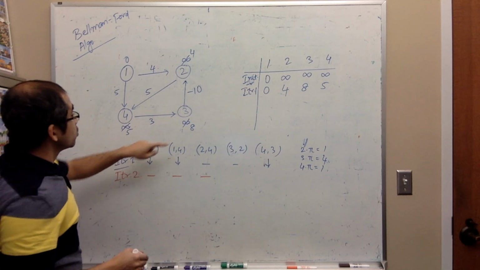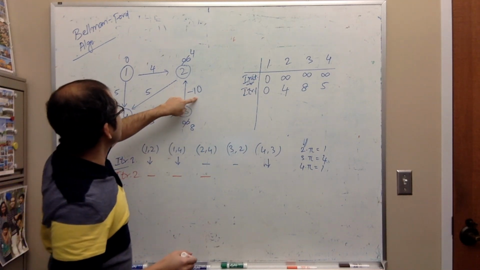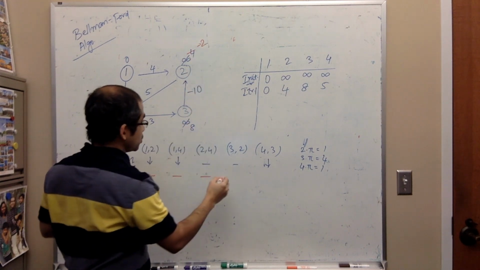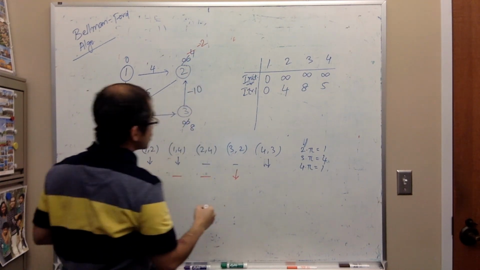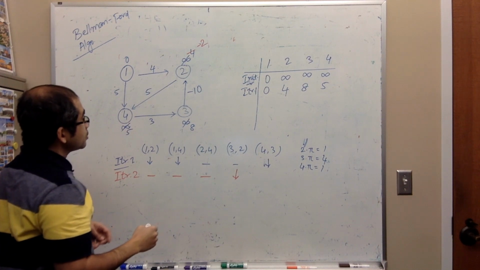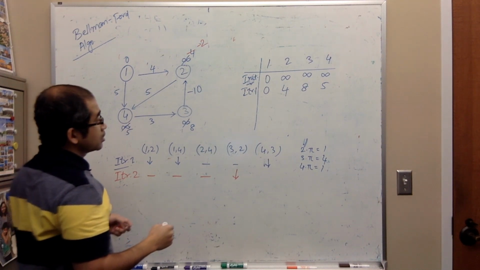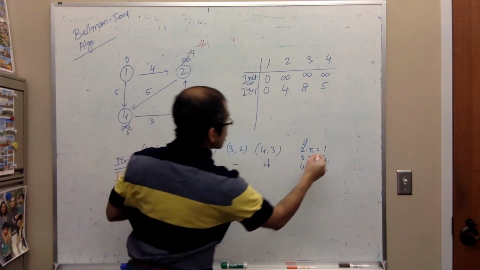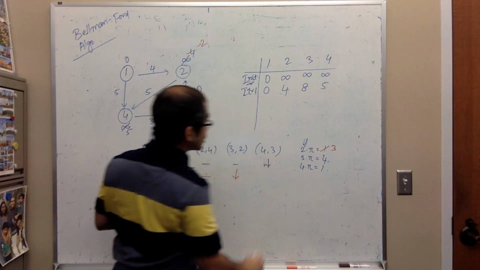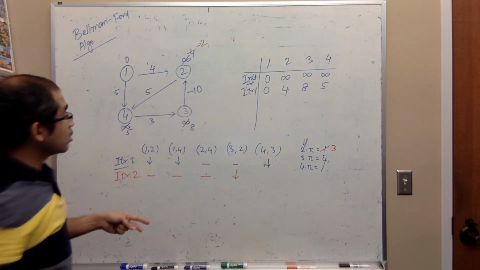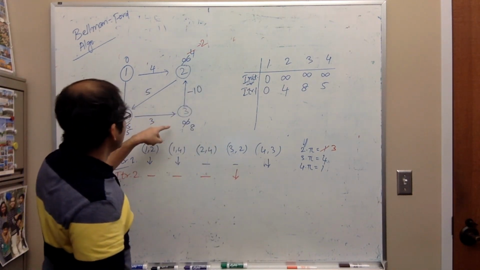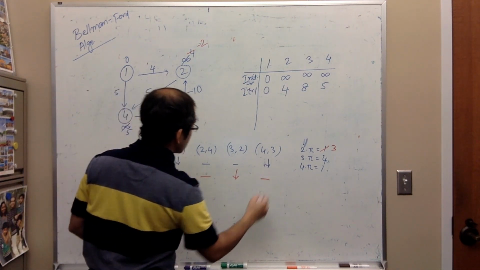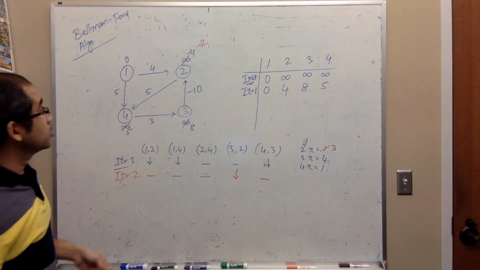What about 3 to 2? 8 minus 10, which is minus 2. So this one changed to minus 2, you see. This one reduced. So now 2 dot pi got set to 3 because it's a cheaper route. Now we go again to 4 to 3, 5 plus 3, 8. This is no change.